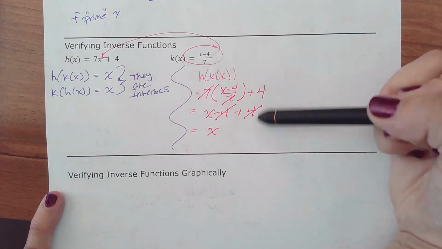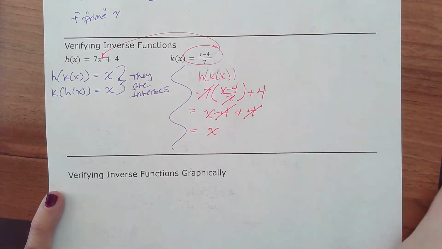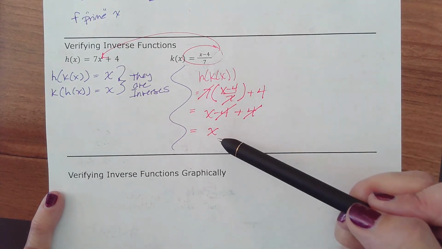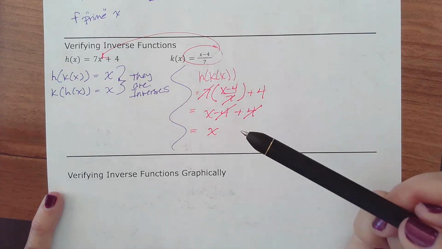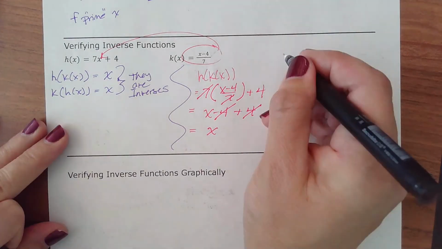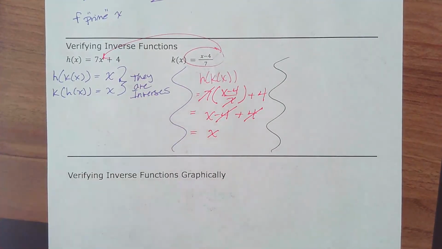I need to see this process. That's what this is about. It's not about the fact that it equals x. It's about the fact that you're showing me that it equals x. So I need to see all the little steps. And it's not like I'm asking you to do a whole bunch. I'm just asking you to do like 3 steps here. But I need to see all 3 steps.